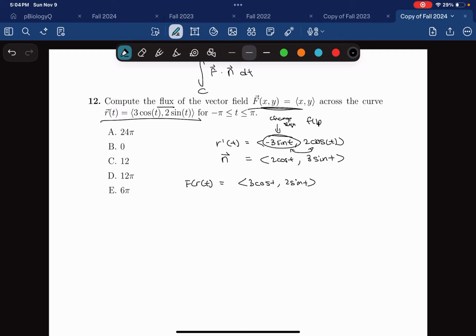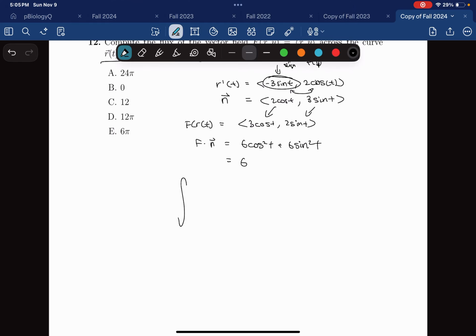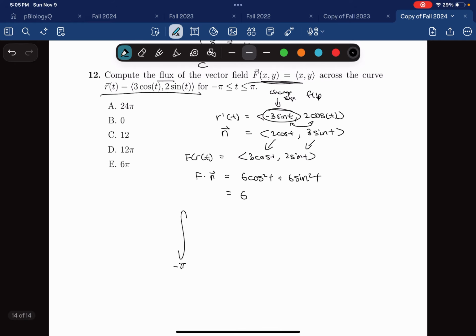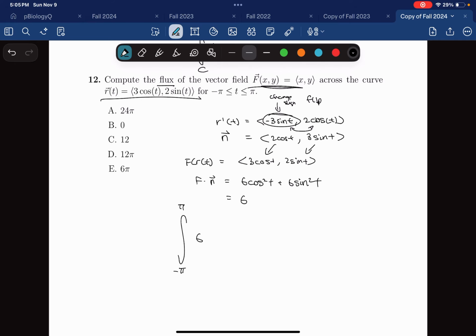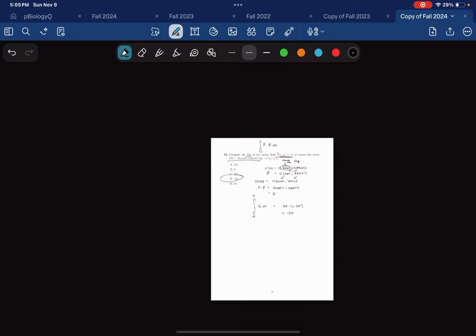Pretty self-explanatory. I do f dot the normal vector, which is just 6 cosine squared of t plus 6 sine squared of t, which is equal to 6 in this case. So if we do it from negative pi to pi, you get the integral of 6 dt, which is equal to 6 pi minus negative 6 pi, which is equal to just 12 pi. In this case, our answer is in fact 12 pi.